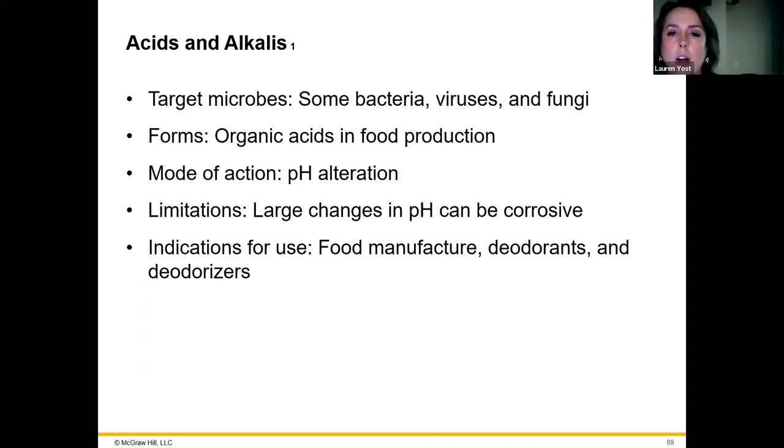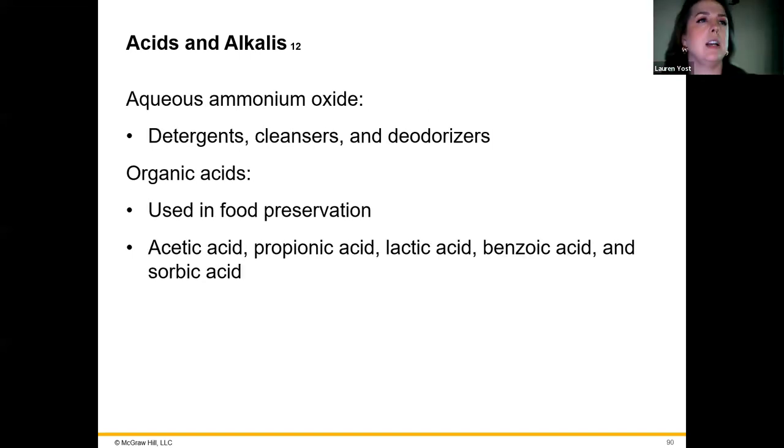The acids and the alkalis, we should be aware of the effectiveness of these, right? We know that change in pH can affect the protein structure and all of that. So no surprise that this would fall into this. We're mostly talking about food-based acids for the most part here, okay? So like acetic acid, which is, by the way, vinegar. Propionic acid. Lactic acid, that's also another obvious one, I feel like, benzoic acid, and sorbic acid. You can even see ascorbic acid, which is vitamin C, used as a preservative as well.